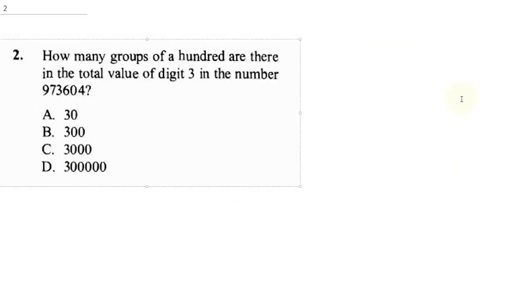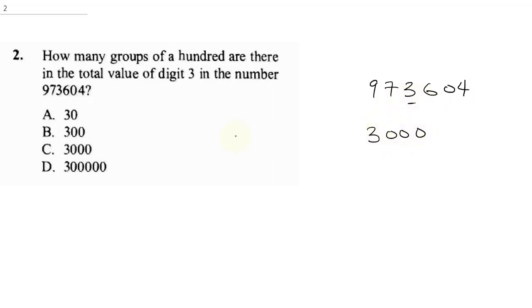Question 2 says, how many groups of 100 are there in the total value of digit 3 in the number 973604? Now, when you see this number 973604, you're going to see that this is 3000. Now, it's asking for how many groups of 100. All you need to do is divide it by 100.